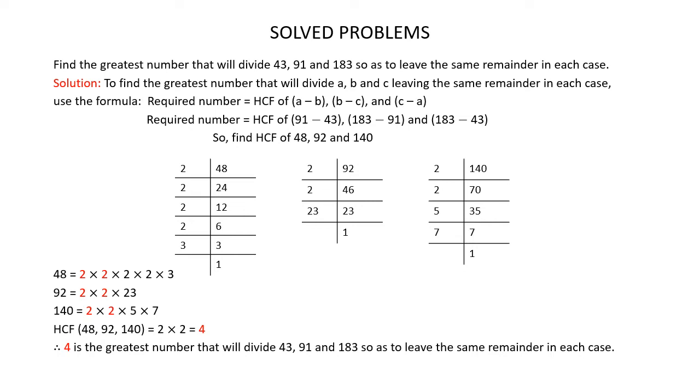This means that when 43 is divided by 4, you will get 3 as the remainder. When 91 is divided by 4, you will get 3 as the remainder. And when you divide 183 by 4, you will get 3 as the remainder. So 4 is the greatest number that will divide 43, 91 and 183 so as to leave the same remainder in each case.